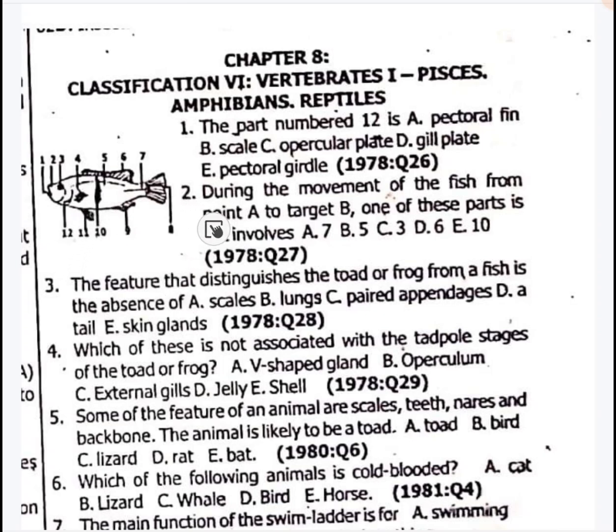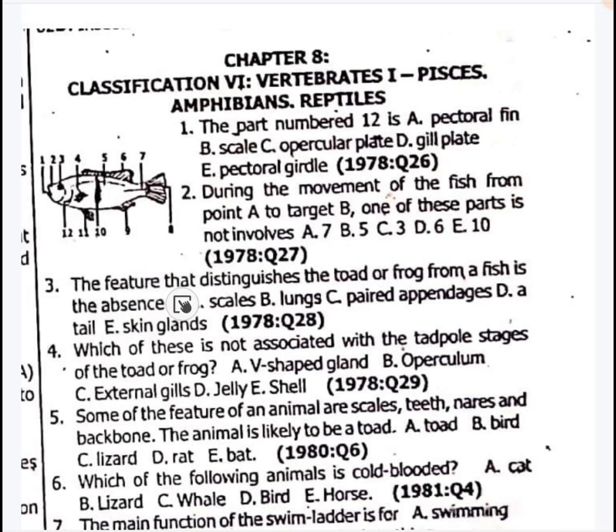So question 2, during the movement of the fish from point A to target B, one of these parts is not involved. The part that's not involved here is option E, which is number 10. And do not forget, I said number 10 is the scales. The scales are not involved in the movement of the fish.